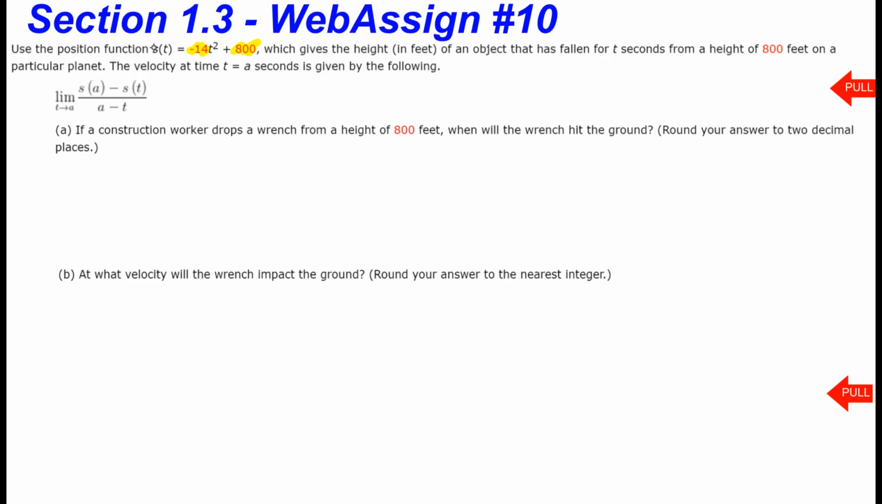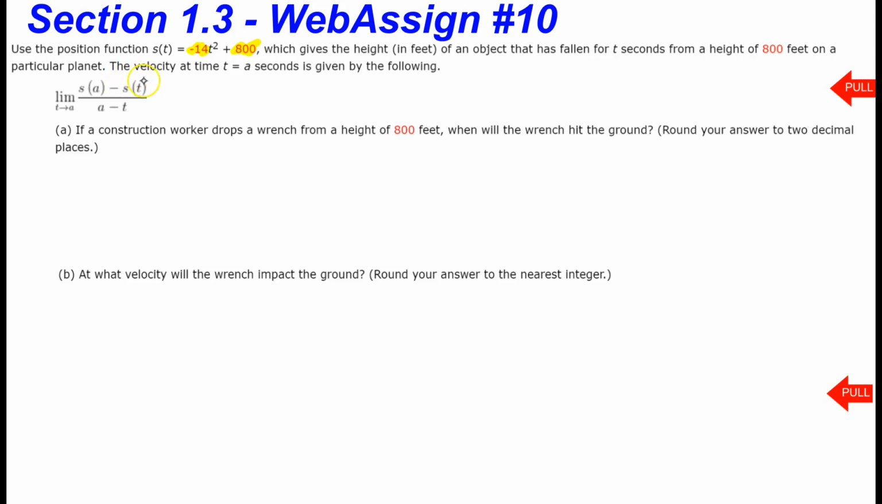It gives us the position in feet of an object that has fallen for t seconds. So think of it like you're standing on an 800-foot tower and you've got a wrench or something, and I don't know why you would drop it, but let's say you just happen to drop it and that thing falls to the ground. This is the function that describes the position as it's falling. t equals 0 is the start when it's 800 feet high, and then you drop it, and as time increases, the position decreases. Okay.